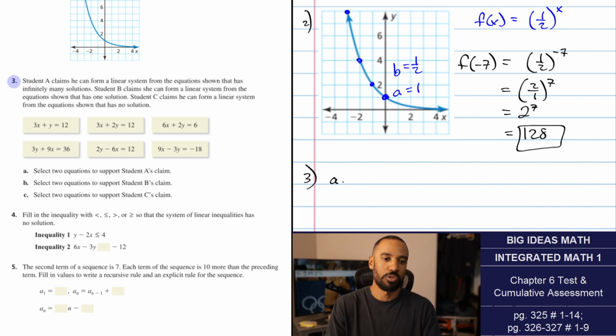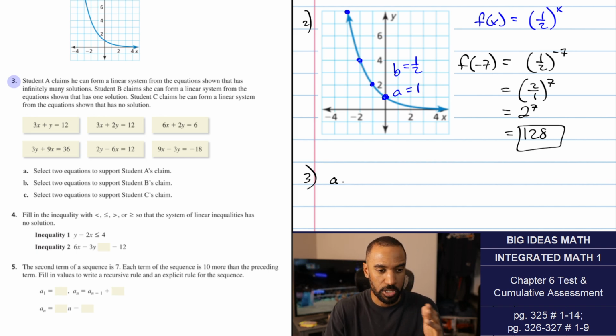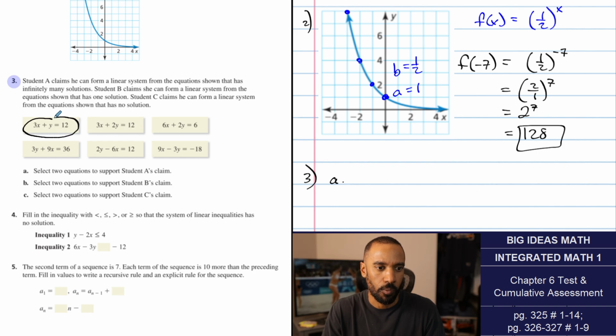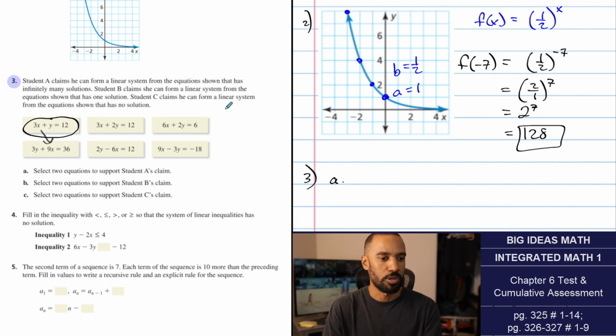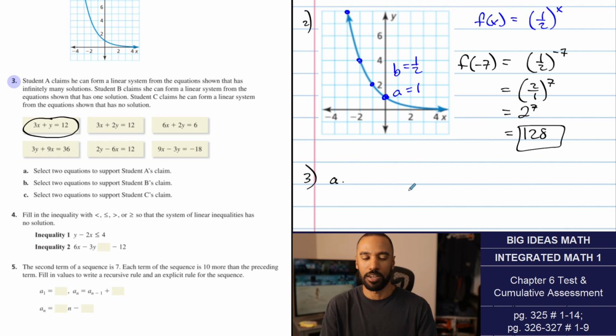For infinitely many solutions, they need to basically be the same equation, but just a manipulation of them. I'm going to start with this one and see if I can find another one that works, meaning it's the same thing, but just like double everything or triple everything or something like that. If I triple, that does work. If I swap these around, see how they're swapped around? All of these numbers are times 3. 3x times 3 is 9x, y times 3 is 3y, and 12 times 3 is 36. That means it's the same equation but tripled, and if it's the same equation, it has infinitely many solutions.